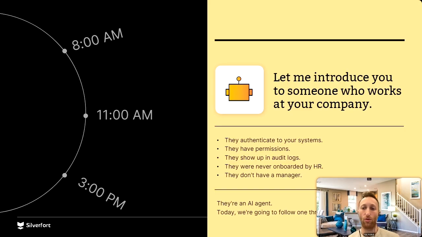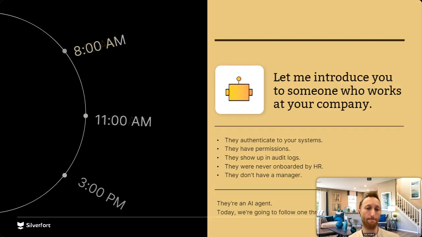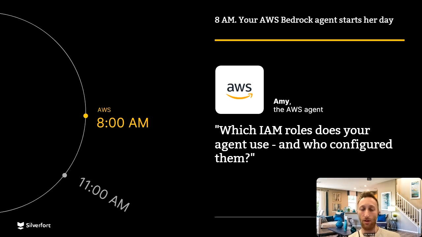And what I would like to walk you through today is, do you actually know which identity those agents are using at the moment of action? And can you answer it consistently across different cloud providers, whether it's AWS, Azure, and GCP? So let's take our first agent. That's your AWS Bedrock agent, and we'll start the day with it. It's called Amy. And my question to you is, which IAM role does your agent use, right? And who configured them?